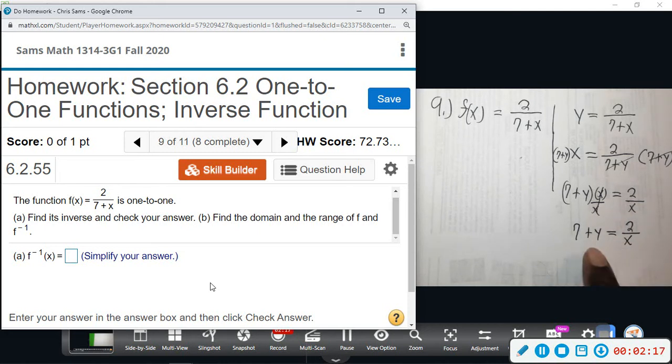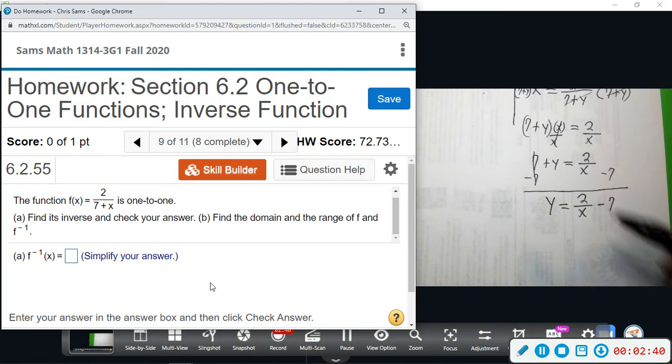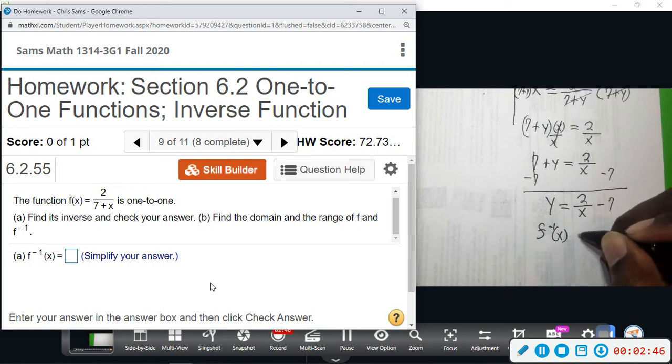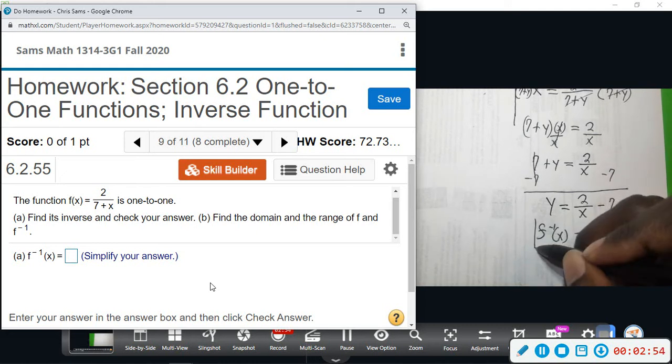And then lastly, to get y by itself, we have to get rid of this 7, and it's positive, so we have to subtract it. So subtract 7 from both sides, and then that goes to 0, and then you have y equals 2 divided by x minus 7. So this is what we're calling the inverse. We're saying that f inverse of x is equal to 2 divided by x minus 7. So this is the inverse.